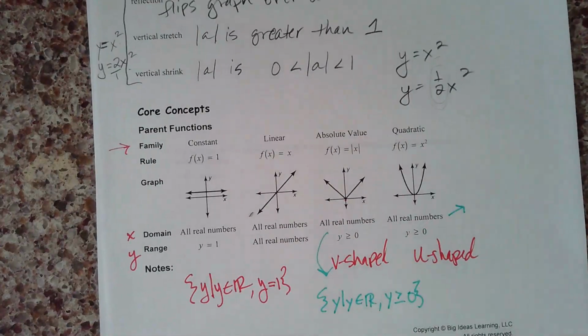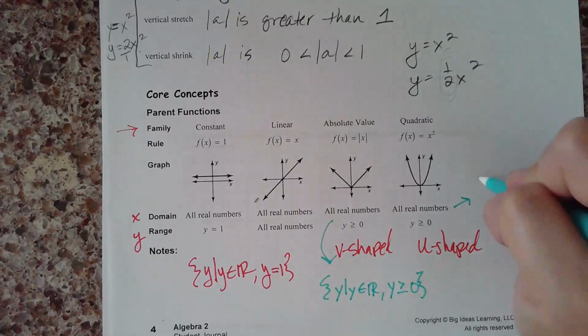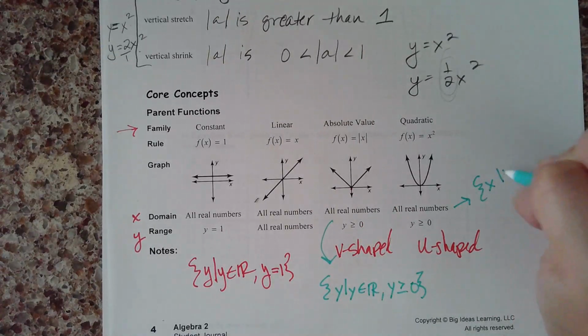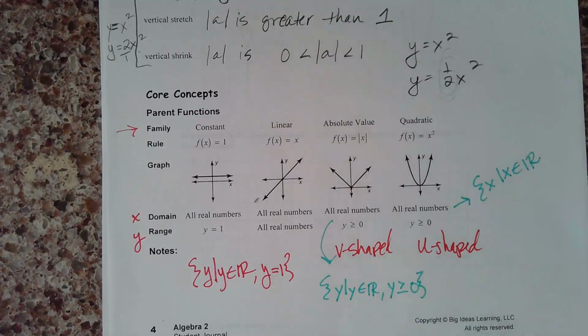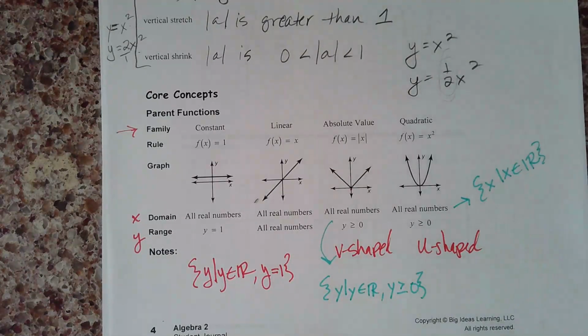Now I'm going to write the domain for this one. This time I'm going to use x's because I'm talking about domain, which means x values. So this means all values of x such that x is an element of the real numbers. And since there are basically no restrictions, we're just going to end our curly bracket. This is another way of saying all real numbers.